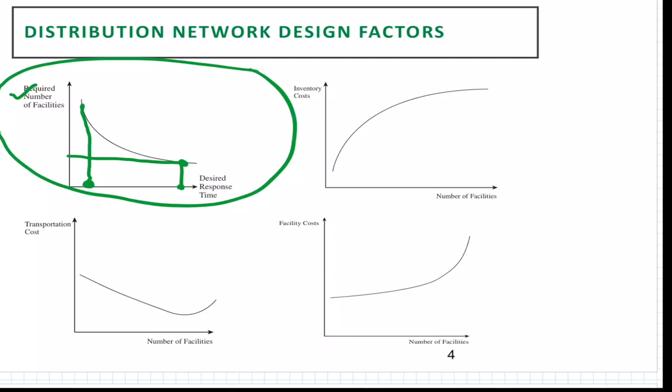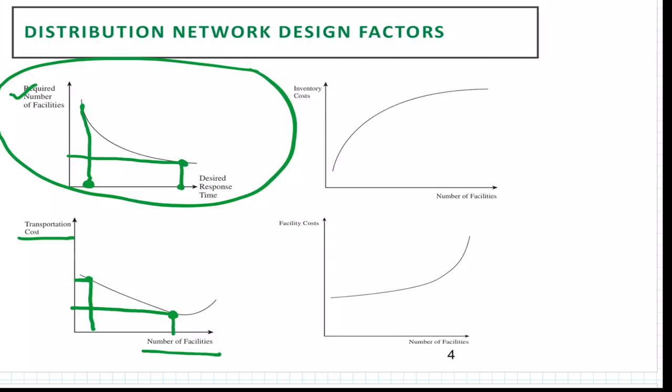If you look at transportation cost versus number of facilities, when the number of facilities is low, transportation cost is likely to be high because those items have to be transported from a longer distance. On the other hand, when the number of facilities is high, transportation cost is likely to be lower.